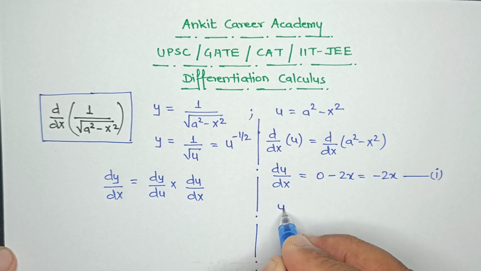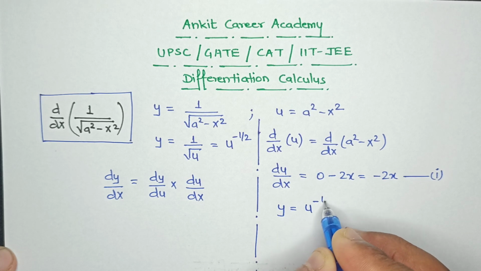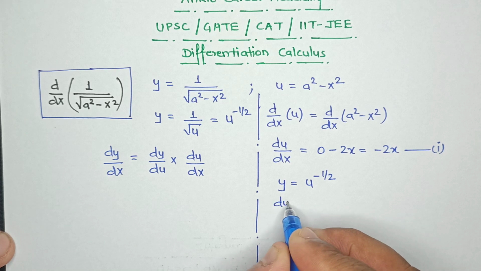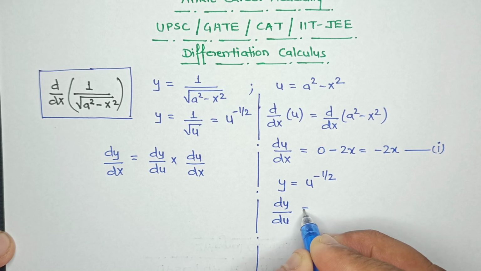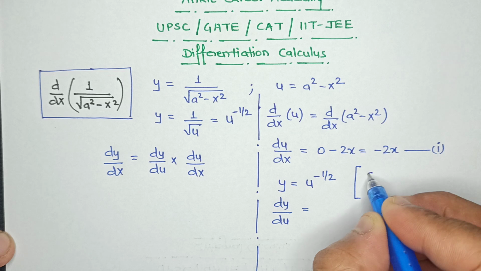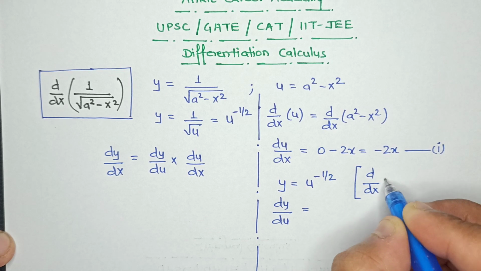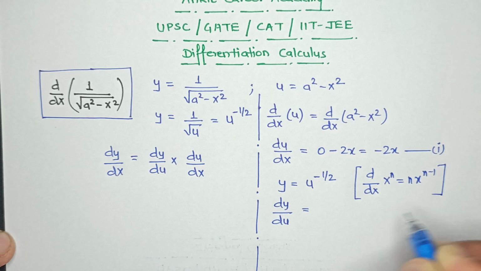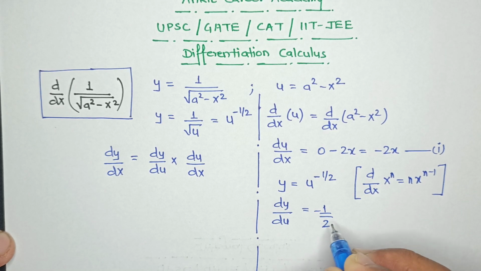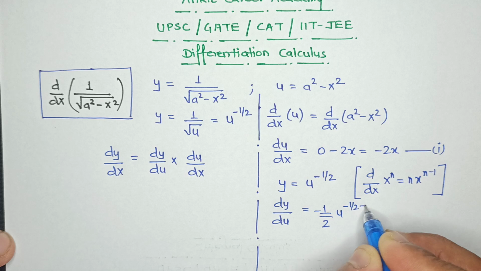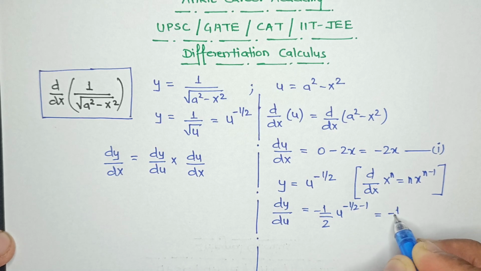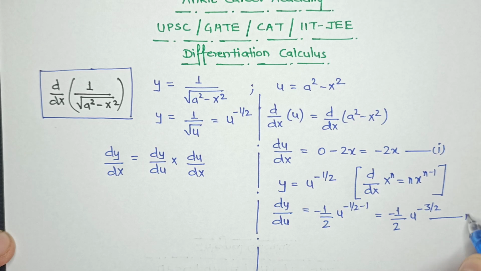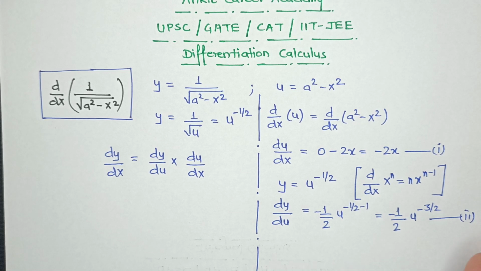Now the value of y is u raised to the power minus 1 by 2. So let us calculate the value of dy by du. Here we'll use the formula for differentiation, that is d by dx of x raised to the power n is n x raised to the power n minus 1. So this would be minus half u raised to the power minus half minus 1. Now this comes out to be minus 1 by 2 u raised to the power minus 3 by 2. Let us say this is equation number 2.